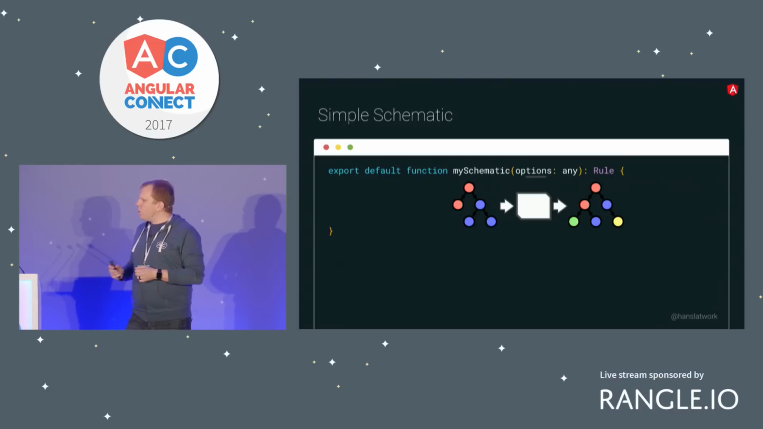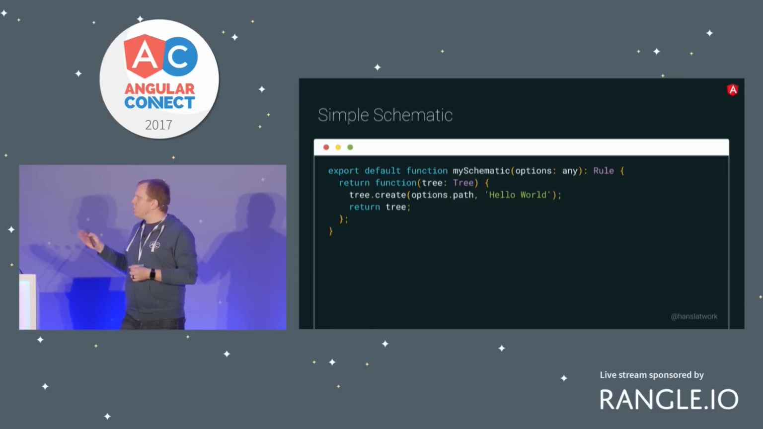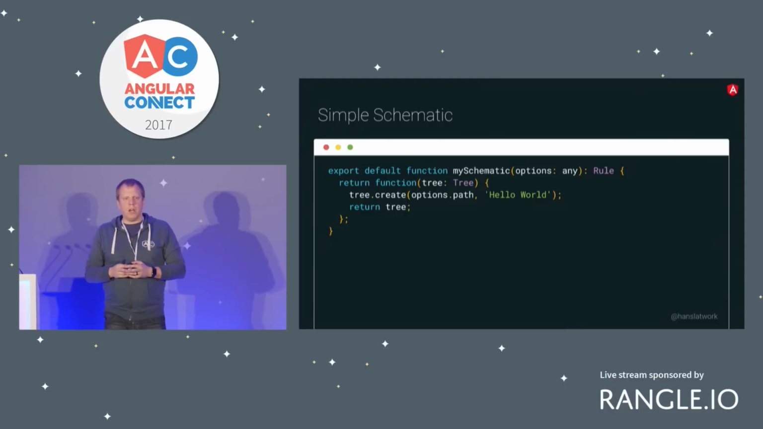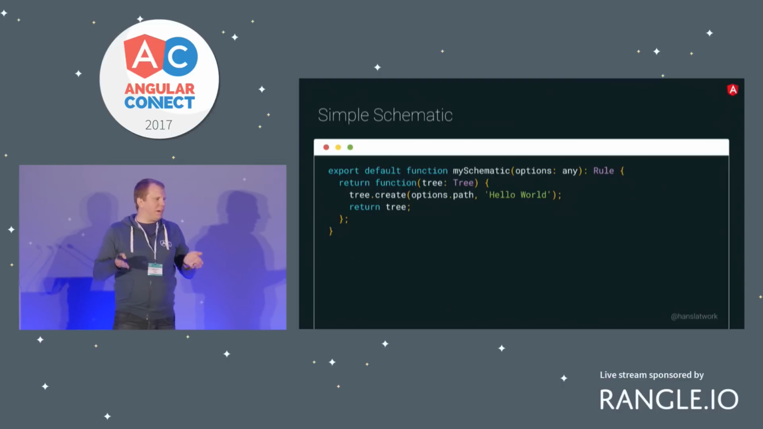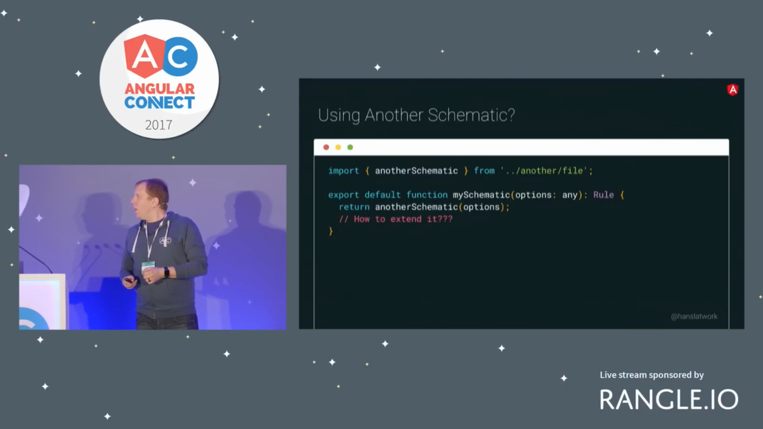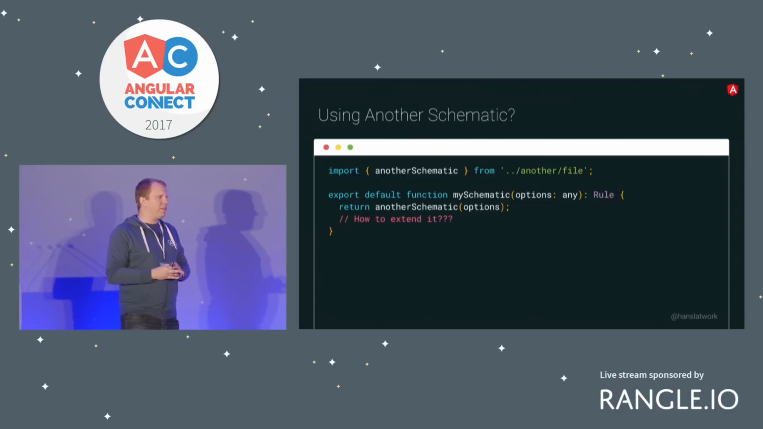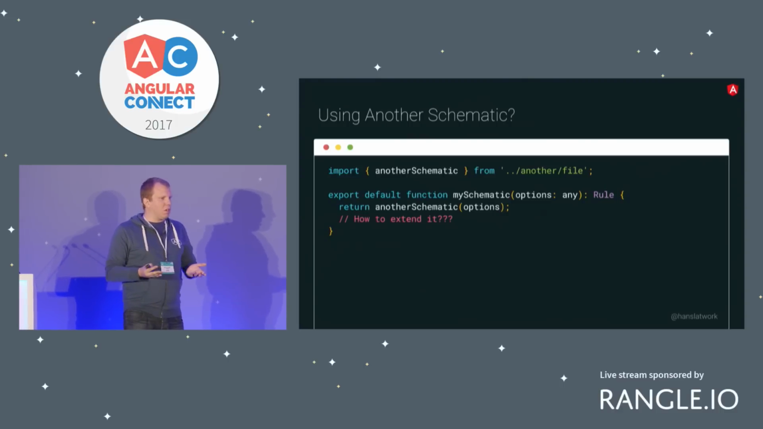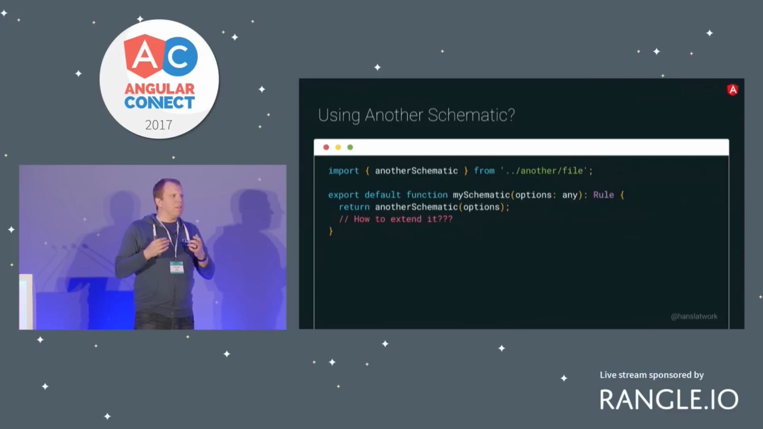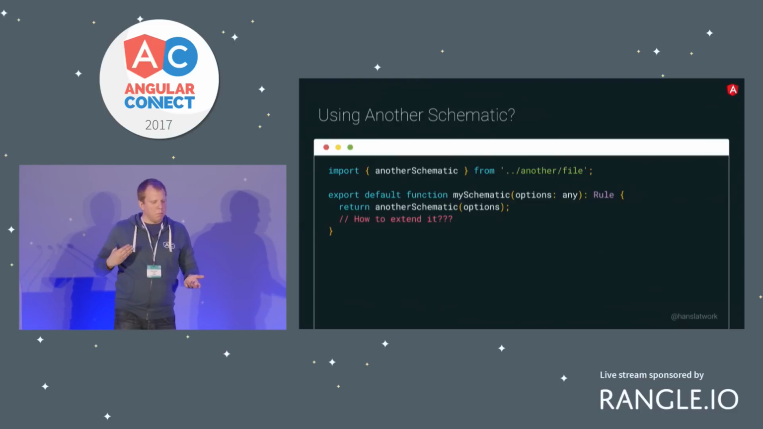And so a rule takes a tree, applies something to it, and returns another tree. In this case, a rule is basically just a function that takes a tree and returns a tree. And in this case, we're just going to create a file at options.path, the path that you pass on the command line, with the content hello world. And because schematics are already rules and factories are rule factories, you can actually call a rule factory with an object, a list of options, and get a rule. So you could technically just return another schematic like that.